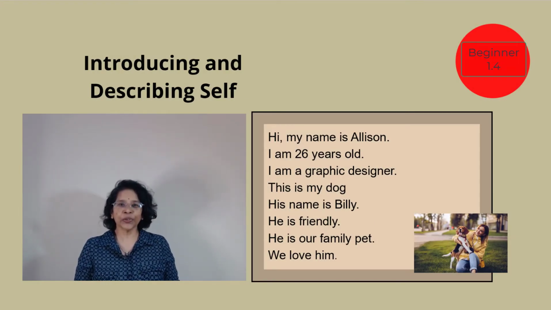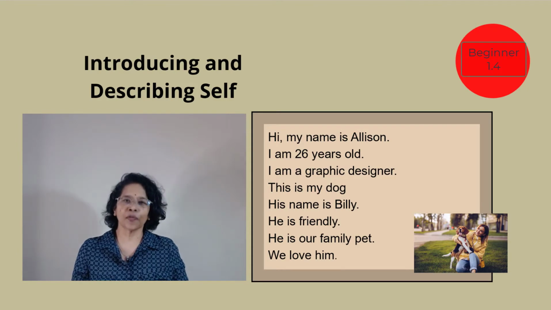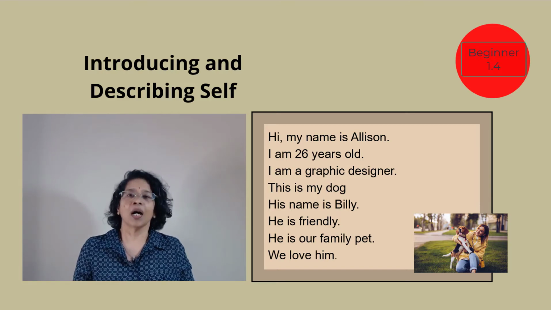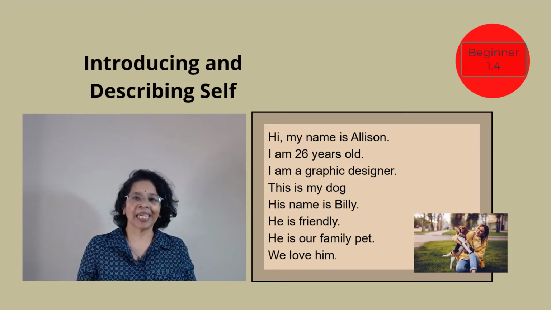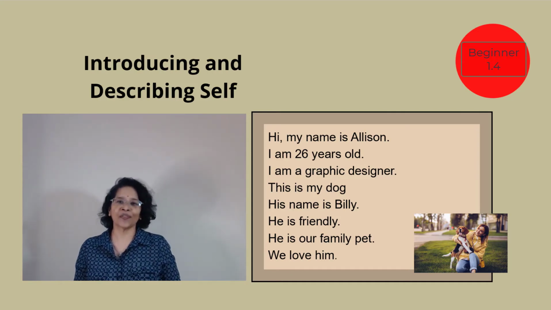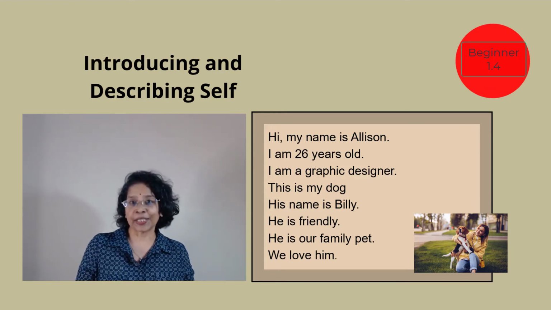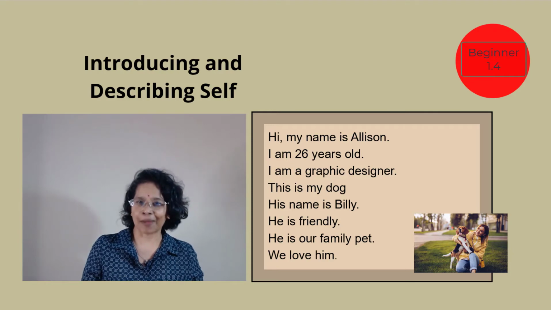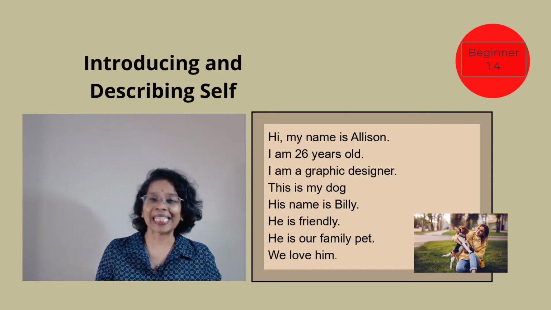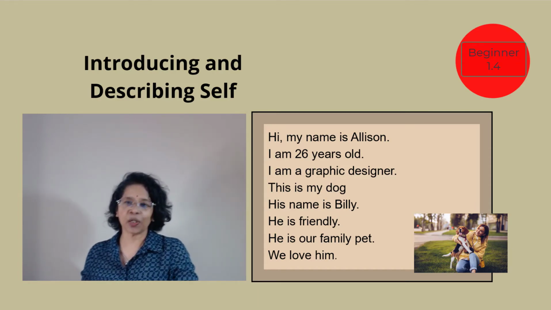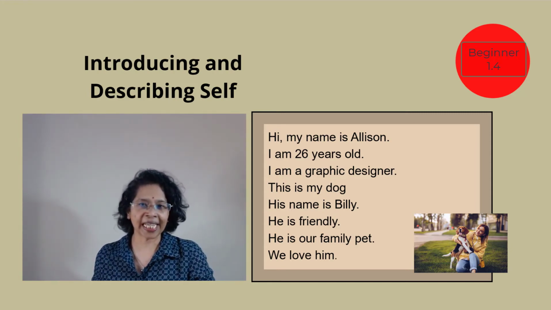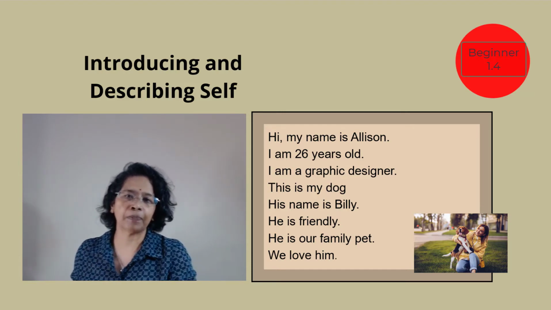Let's go straight into example sentences for introducing and describing yourself. Hi, my name is Alison. I am 26 years old. I am a graphic designer. This is my dog. His name is Billy. Pay attention, we don't say its name, but we say his name because it's a dog that has an owner and it has a specific name. He is friendly. He is our family pet.